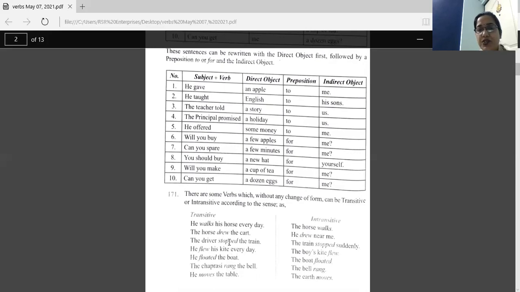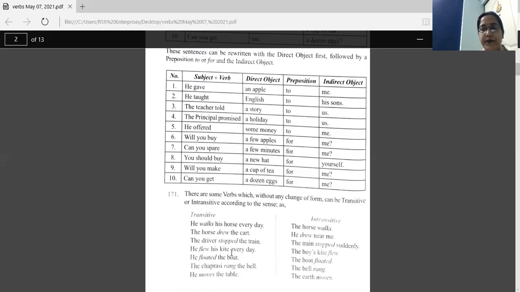The driver stopped the train. The driver is the subject, stopped is the verb, and the action is passing over to this object, the train. So stopped is a transitive verb. Now see this intransitive: the train stopped suddenly. No object we are using here. So here stopped is intransitive.